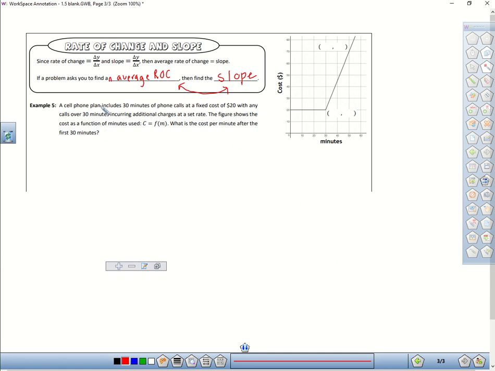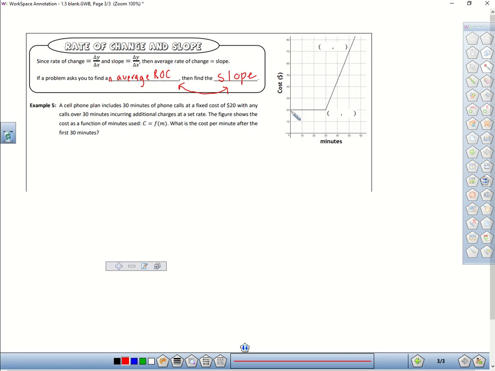So it says here, for example 5, a cell phone plan includes 30 minutes of phone calls at a fixed cost of $20, with any calls over 30 minutes incurring additional charges with a set rate. The figure shows the cost as a function of minutes being used. C is equal to f of n. What is the cost per minute after the first 30 minutes?